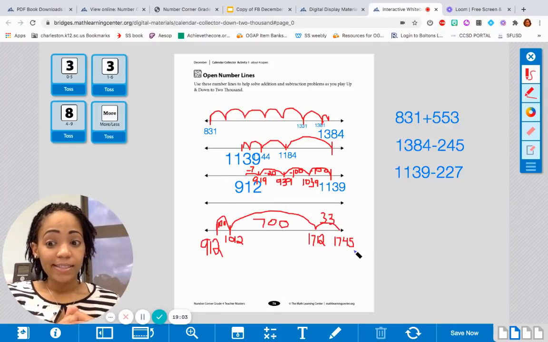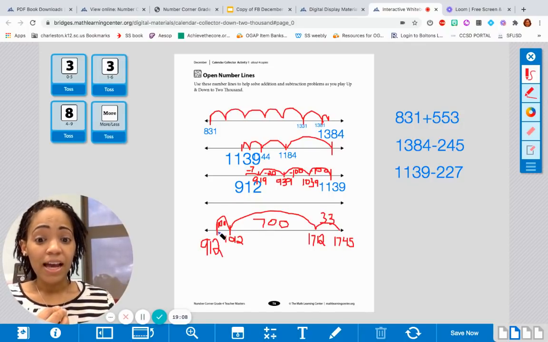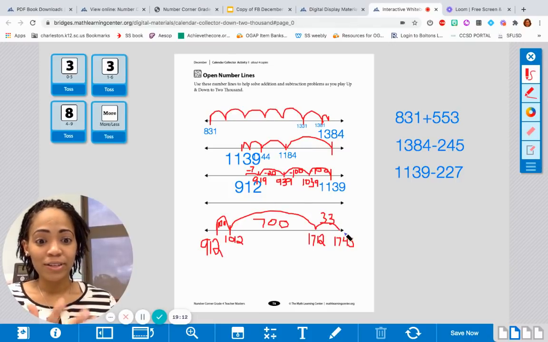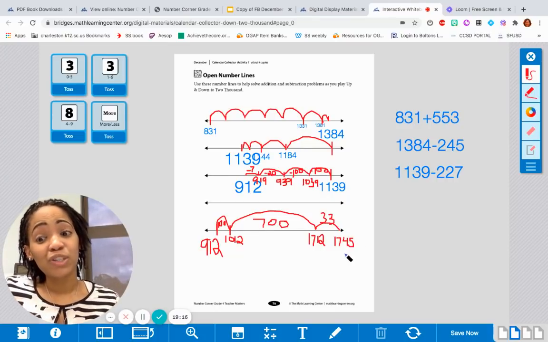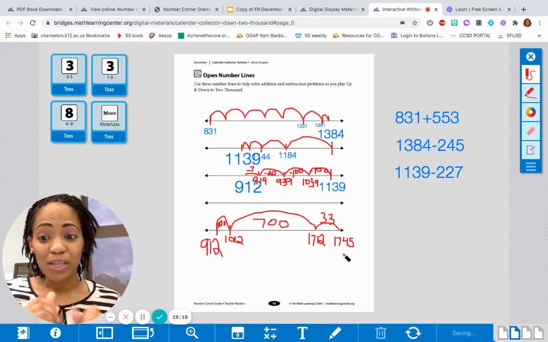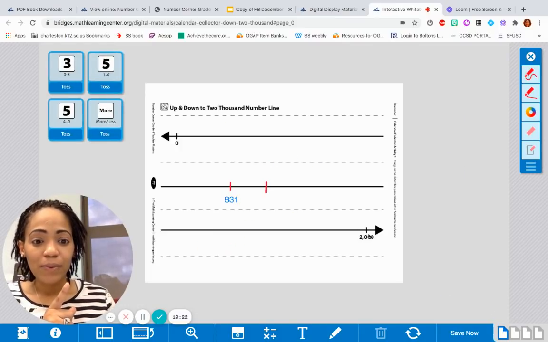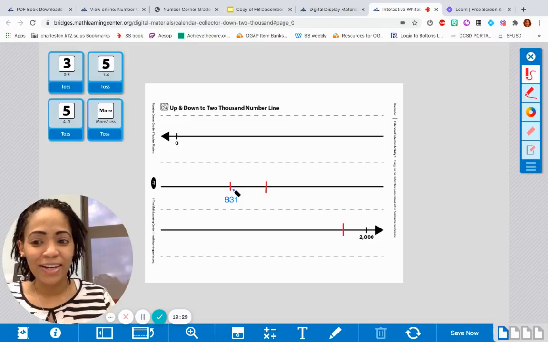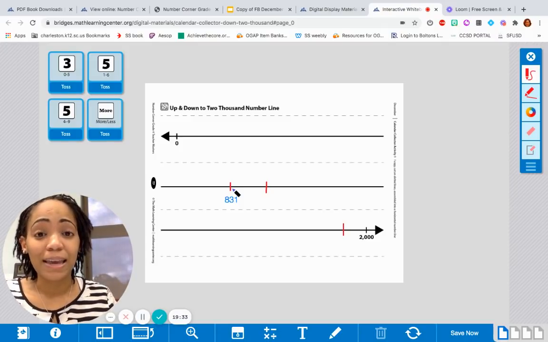All right, so if you did the work, you should have gotten 1,745. I chunked it by first adding 100 to get to 1,000, then my 700, and then 33 for me was really easy. No matter how you did it, we should have arrived at the same answer, which means we are really close to 2,000. Look, 1,745 is probably about like here, and we started here today. So I guess we'll see where we'll end up as we continue to play this game this month.